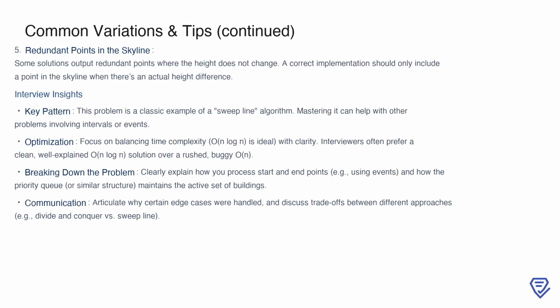Another mistake to avoid is generating redundant points in the skyline output. These occur when the height doesn't actually change, and a correct solution should ensure that each point in the skyline represents a meaningful height difference.